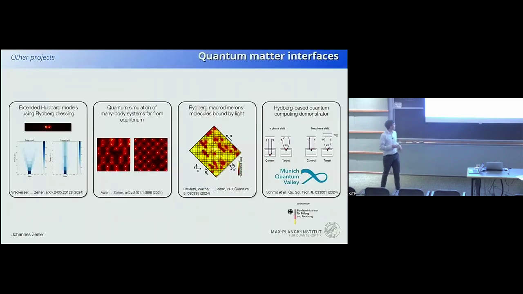We also do other things in the lab. I didn't have too much time to talk about this, and I want to gloss over it. If you're interested in any of these topics, like extended Hubbard model, Hilbert space fragmentation, exotic Rydberg molecules, or quantum computing with Rydberg atoms, please come to me, and I'd be happy to discuss.